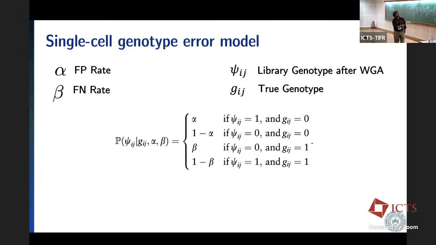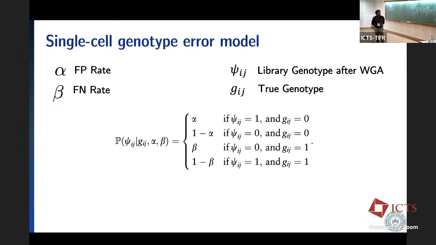This is the true genotype, Gij. So this is the true genotype of, let's say, the ith position at the jth cell. Okay. And similarly, the psi ij, this is the library genotype after the whole genome amplification process. So the true genotype is something that is actually present in the cell. Psi ij is again a genotype which can be inferred, let's say, after whole genome amplification. So that means this is already containing some errors, but this is the true genotype. So in terms of these four quantities, I can define this probability distribution.